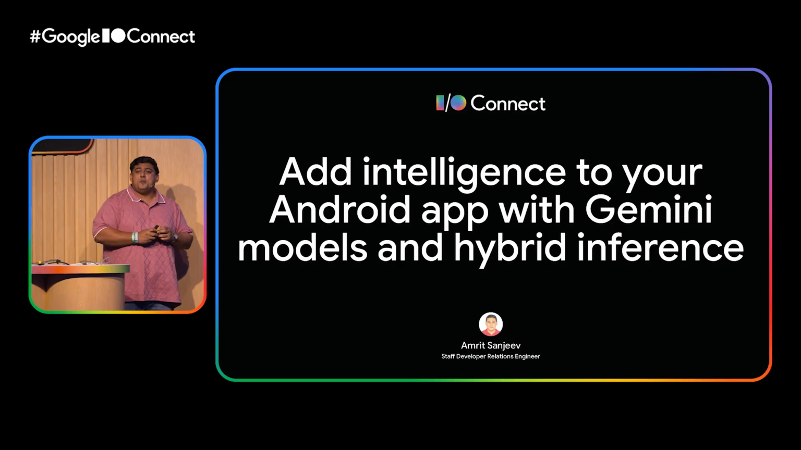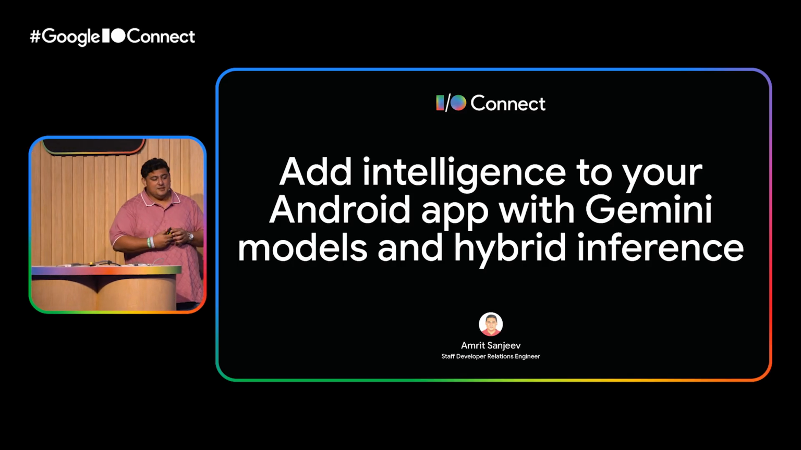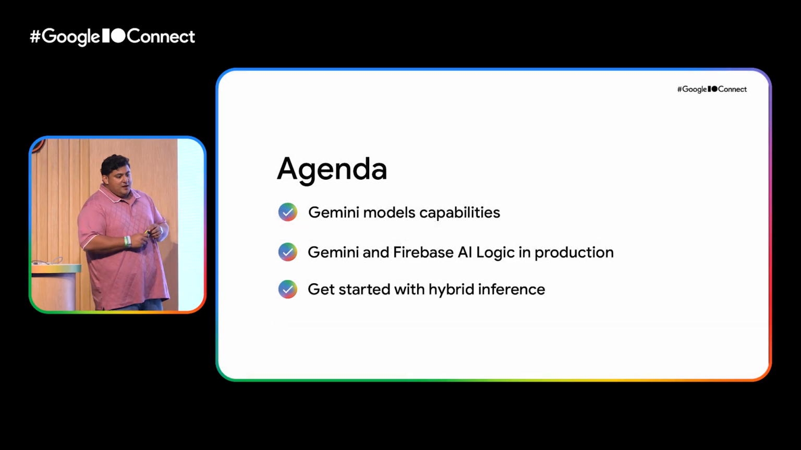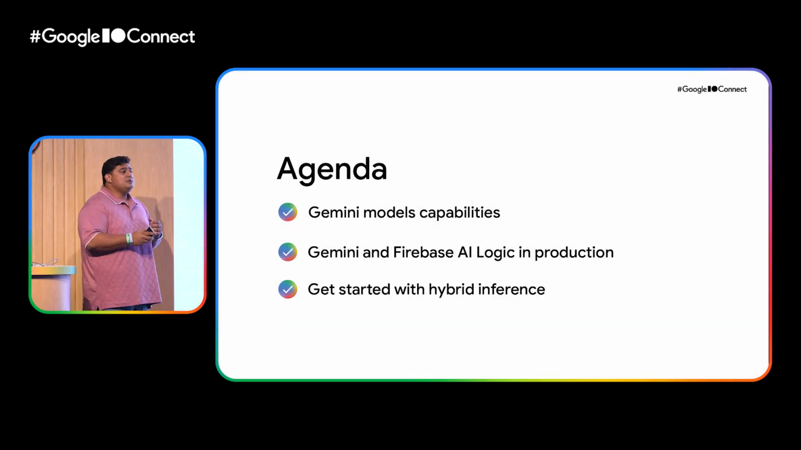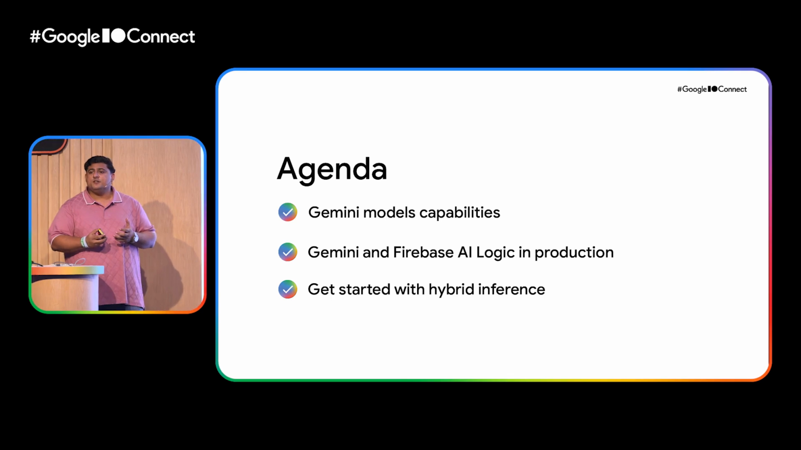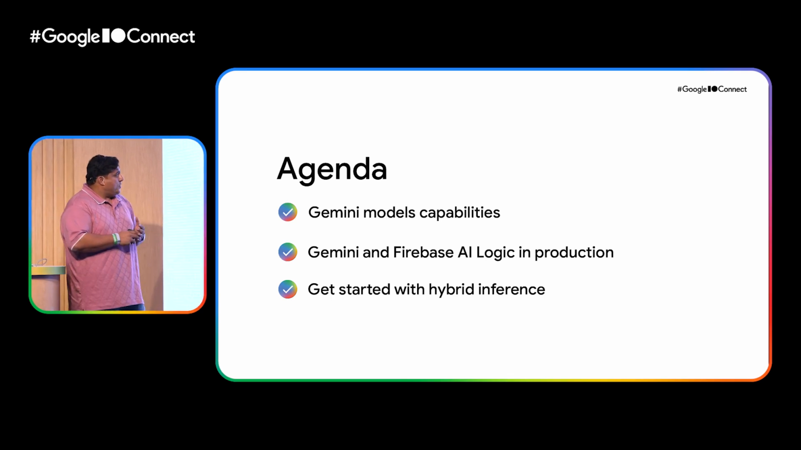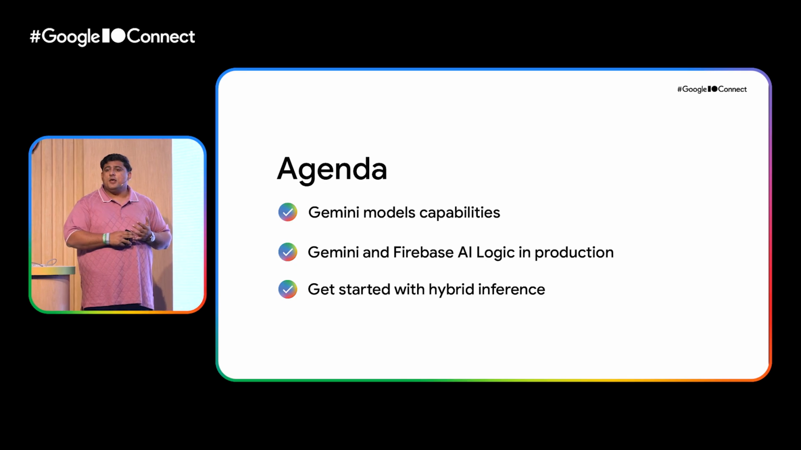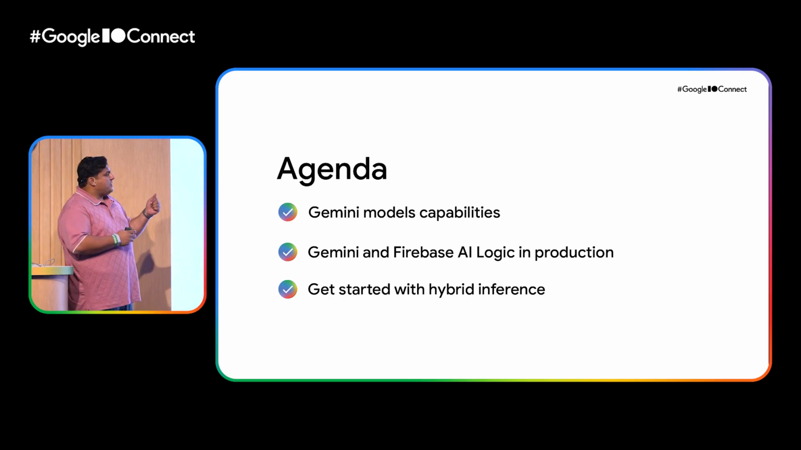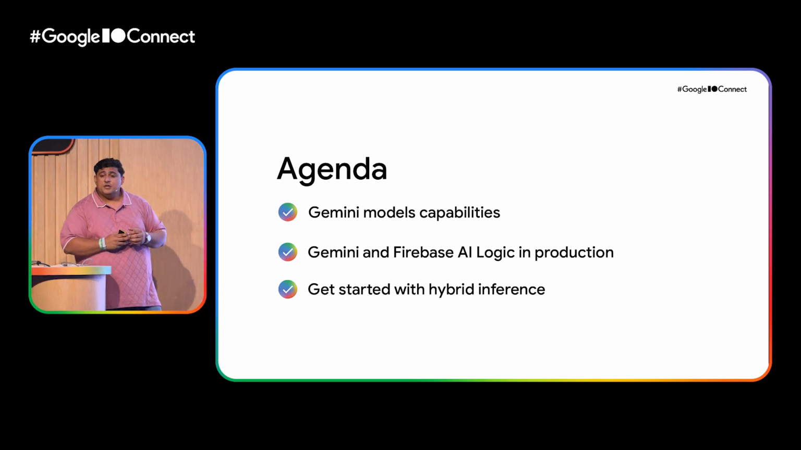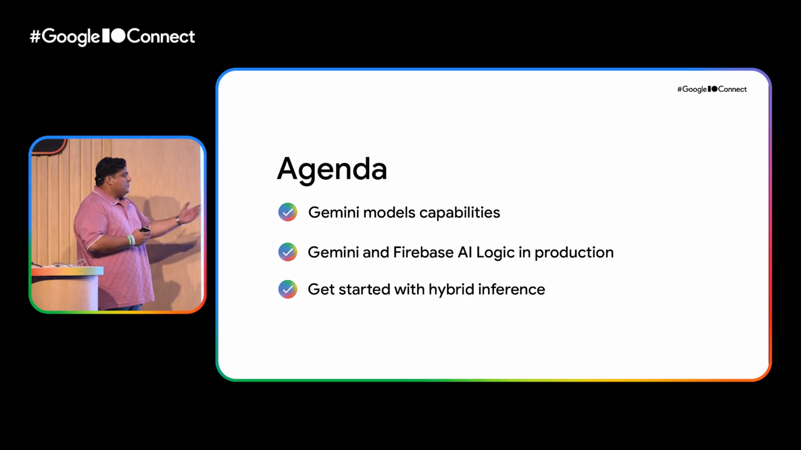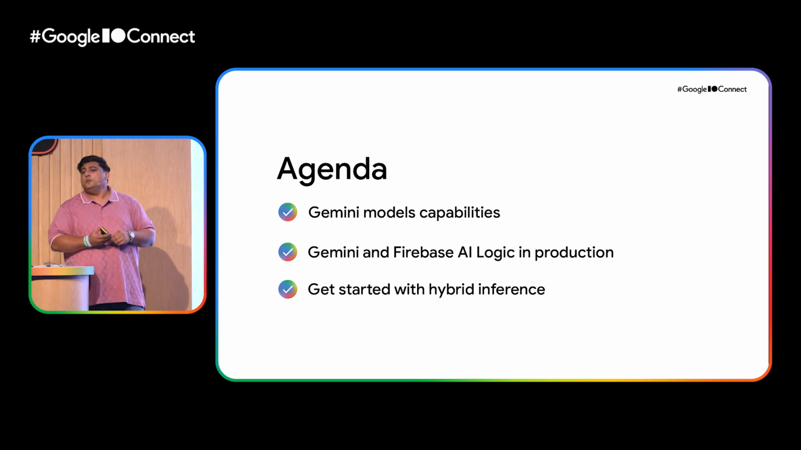I'm Amrit Sanjeev. I'm part of the Android Developer Relations team, and I'll take the session for you today. Today, we're going to deep dive into hybrid inference and see how it's about to change how we build AI features in Android apps. We'll start with a quick overview of our Gemini model capabilities. Then we switch to Gemini and Firebase AI logic, how it works in production, and some of our existing apps are using it. And lastly, we'll talk about how to get started with hybrid inference.